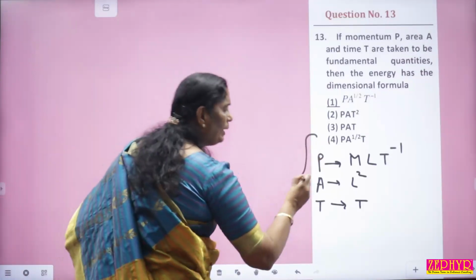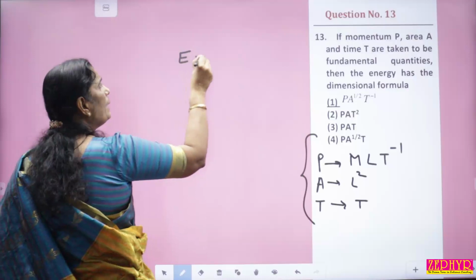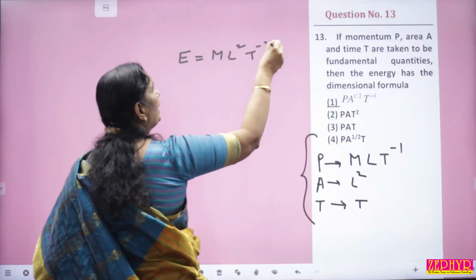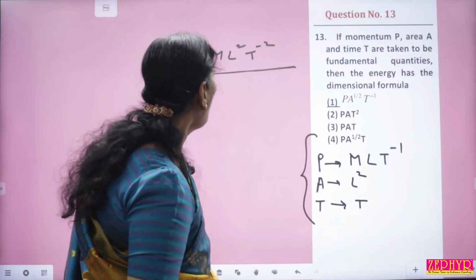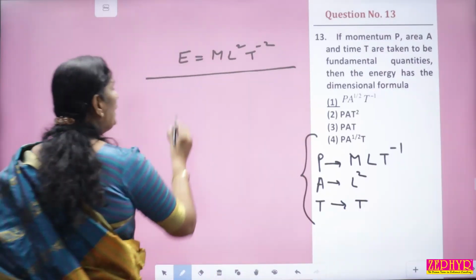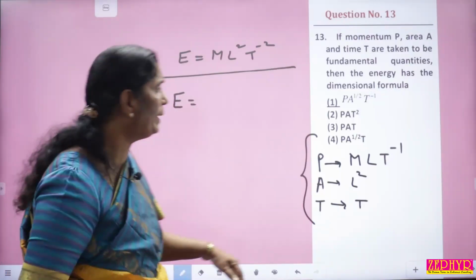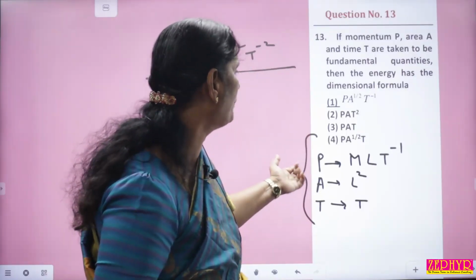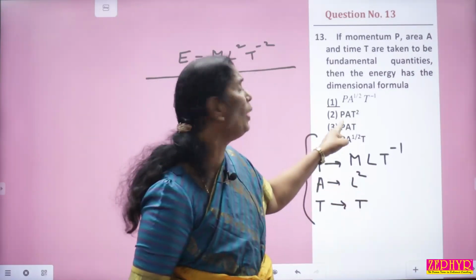Energy has the dimension M L square t raised to minus 2. But now, energy here we cannot eliminate directly. Because we can do elimination also, but we need P square. If we take P square then we can eliminate, but here there is no P square.